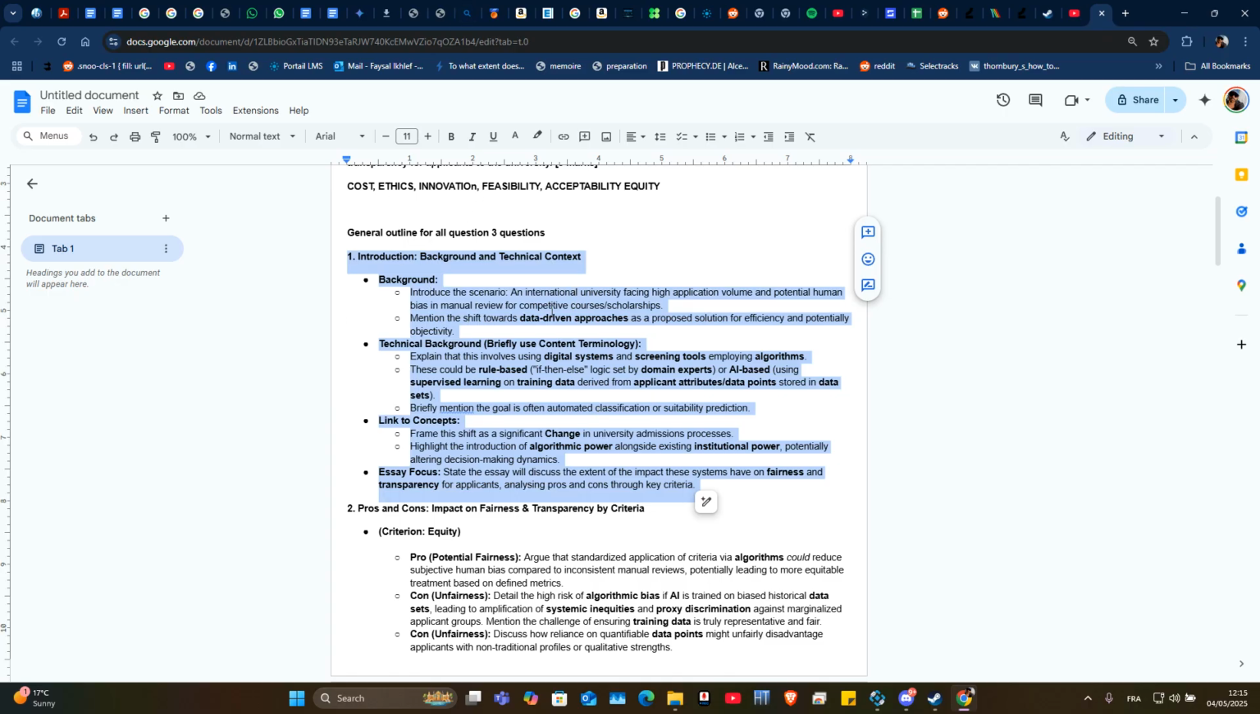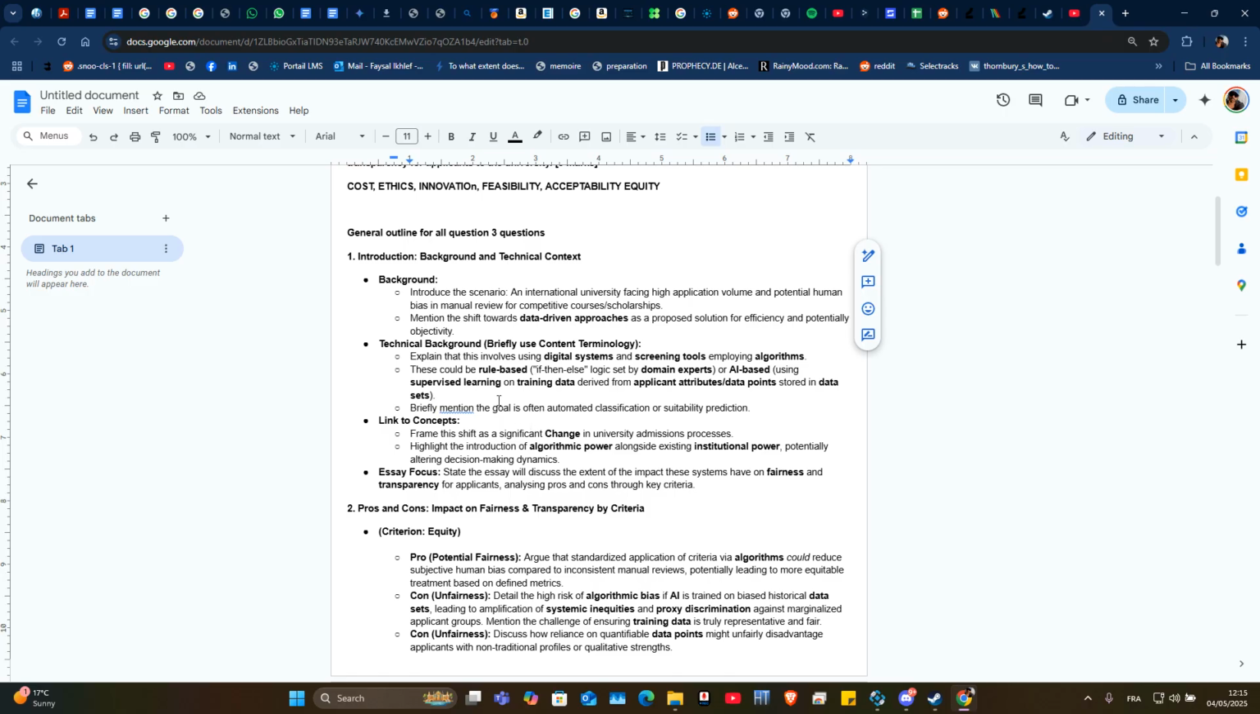So let's look at this outline. Background: introduce the scenario, an international university facing high application volume and potential human bias in manual review for competitive course scholarships. So here, like I said, mention the shift towards data-driven approaches as a proposed solution for efficiency and potential objectivity. So this is just like the first line of the introduction. You can include that. But then you can shift to a technical background. And of course, here you have to use digital society terminology. Please use that. Don't forget that. This is not an English essay. You have to use the technical words you have learned.